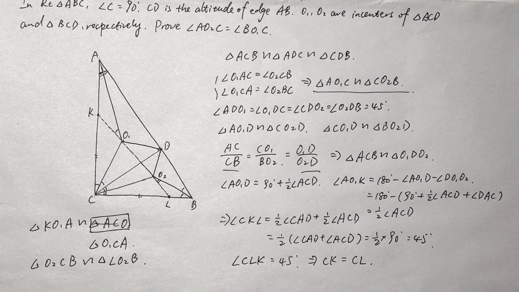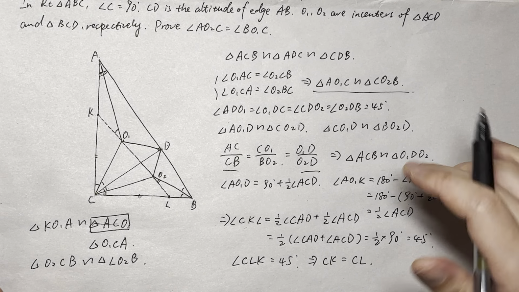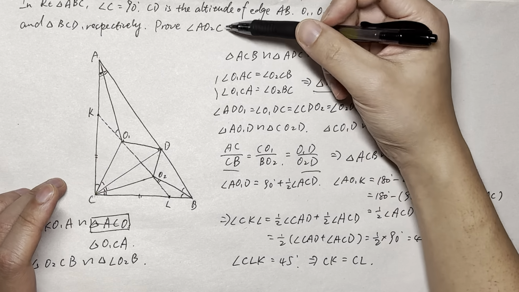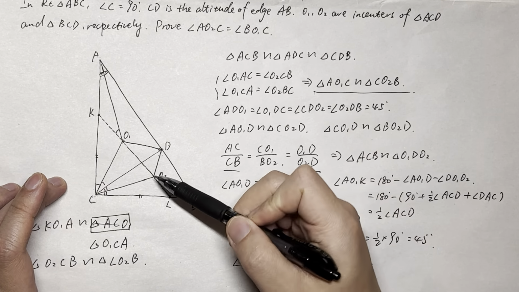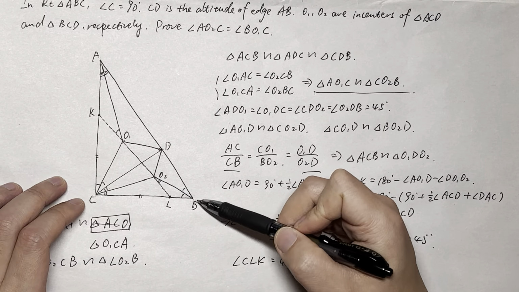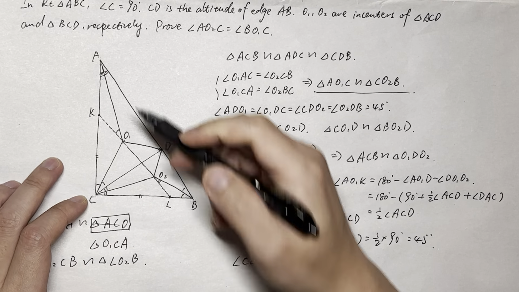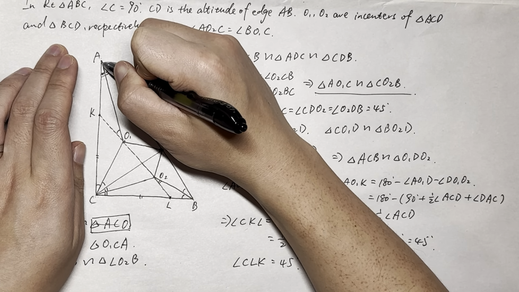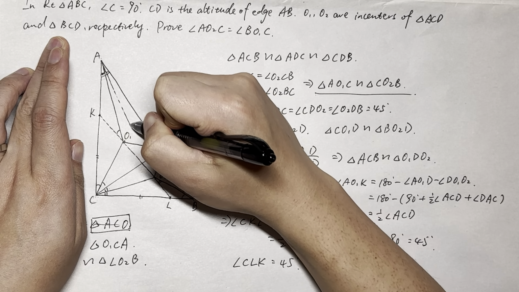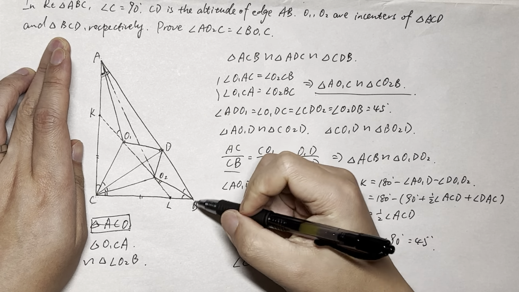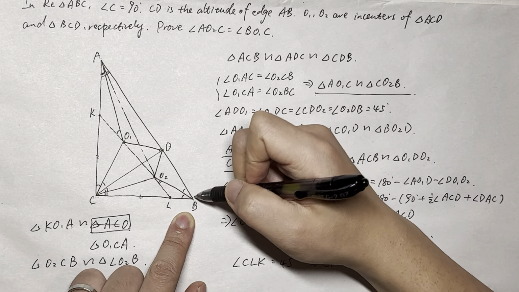Okay, so I derived a lot. Now let's look at the problem itself, right? So we want to prove that angle AO2C equals to angle BO1C. So let me connect AO2. And we connect BO1.